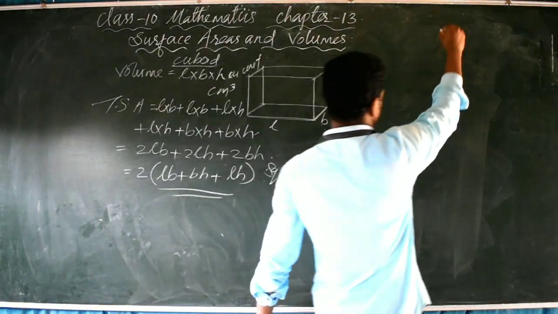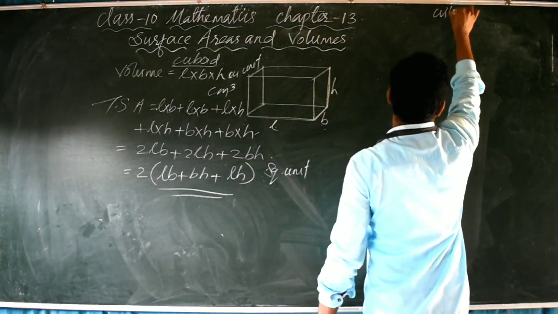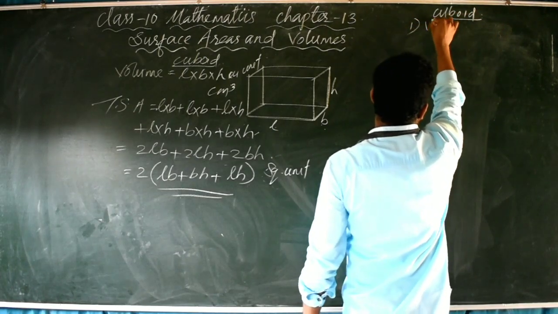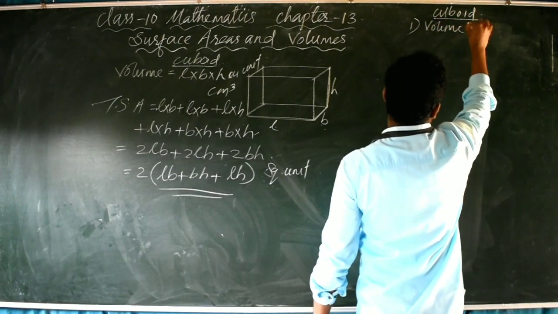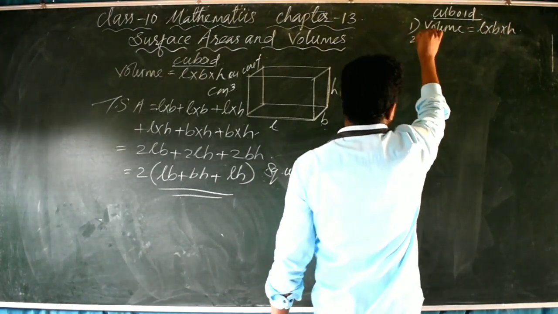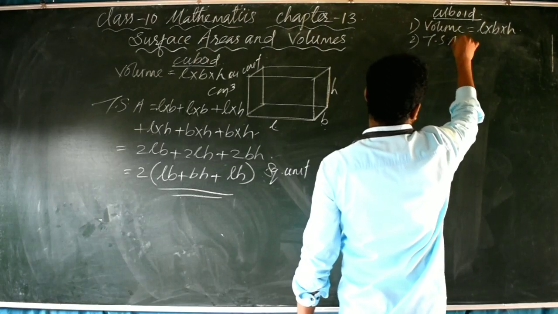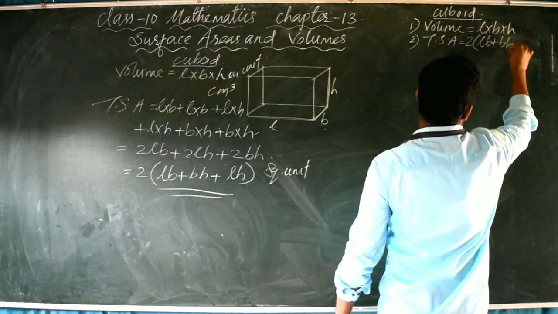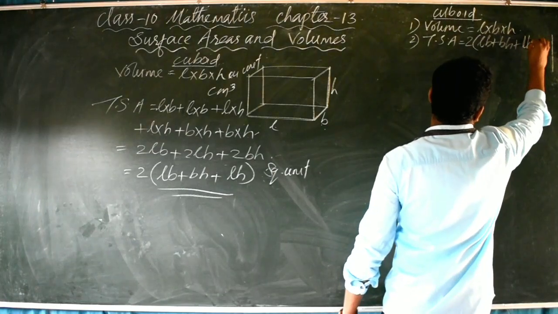So here we can write, for the cuboid: number 1, volume is equal to length into breadth into height. Number 2, total surface area is equal to 2 into (LB plus BH plus LH).